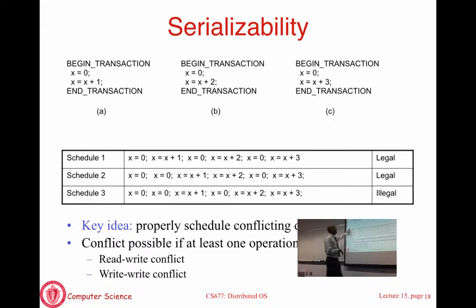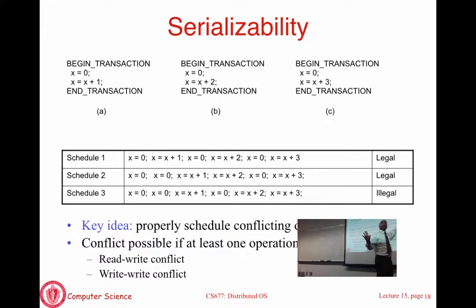So these are the 3 transactions. Each transaction is simply resetting X to 0, and this one is adding 1 to X, that is adding 2 to X, and that's adding 3 to X. Okay, so 3 transactions, they're all executing in parallel. Now, although they're executing in parallel, what we want is the database state should be such that they are executed in some order.